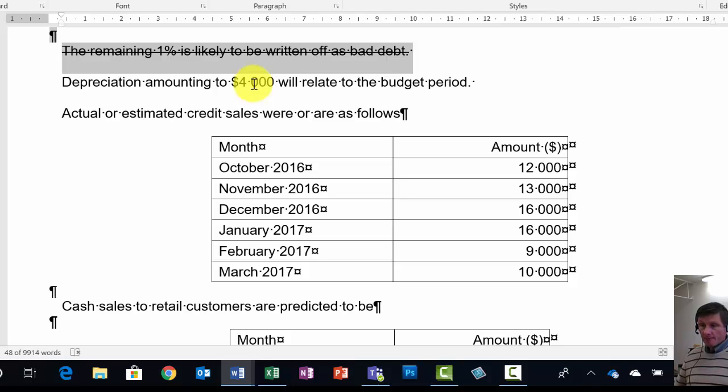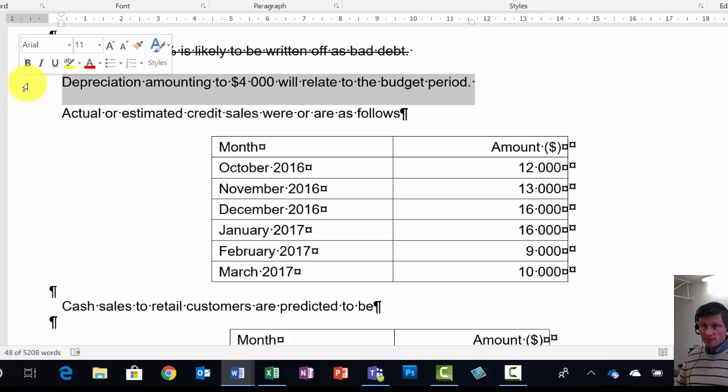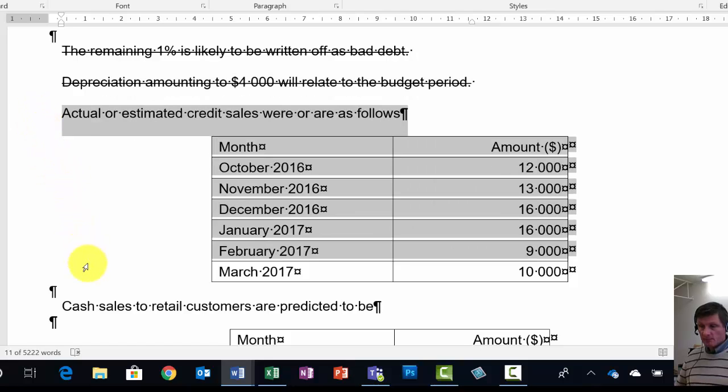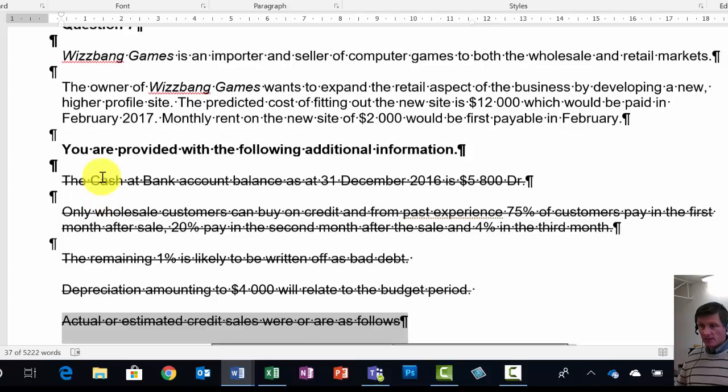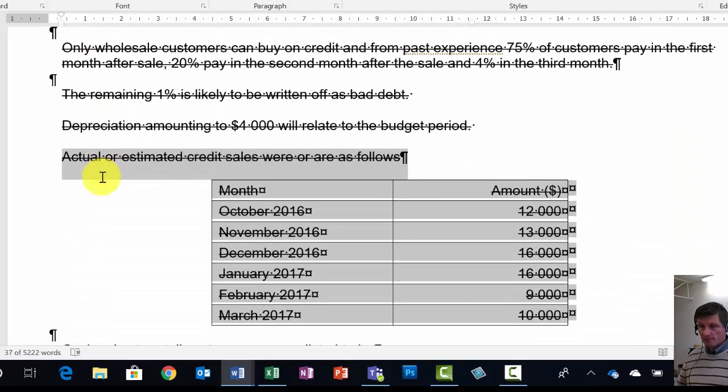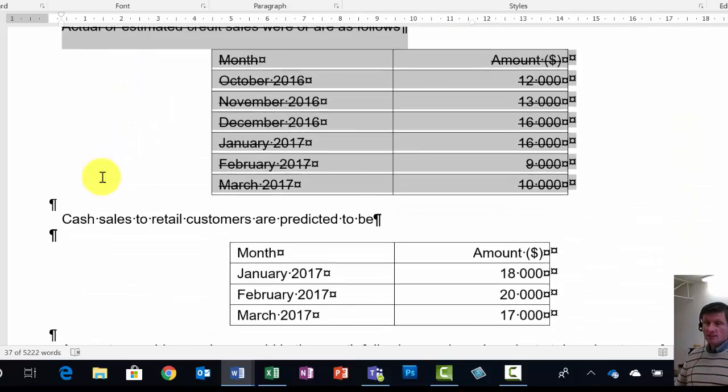Now depreciation is a non-cash item. Whenever you see any reference to depreciation, I'm just going to cross it out because you don't put it in, because it's not a cash item. Similarly, with this, we've just done that in the collections of accounts receivable, so I'm just crossing all that off. So far, I have worked through this.